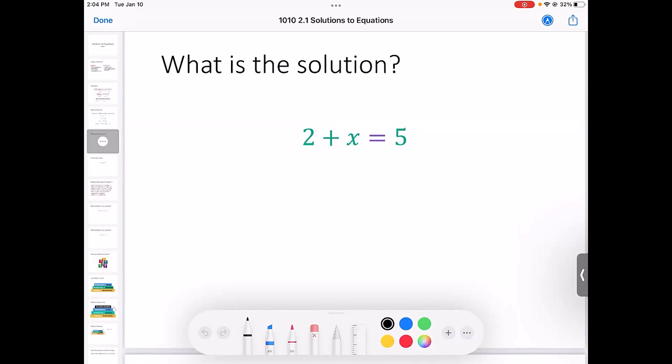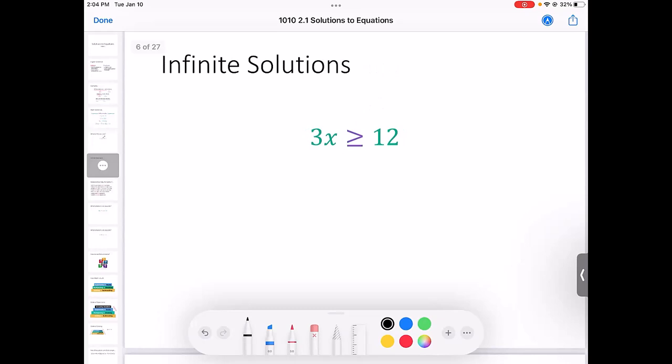3, right? Because if I put in a 3 for X, that makes the equation true. So what about this one? What would be a solution for this math statement?